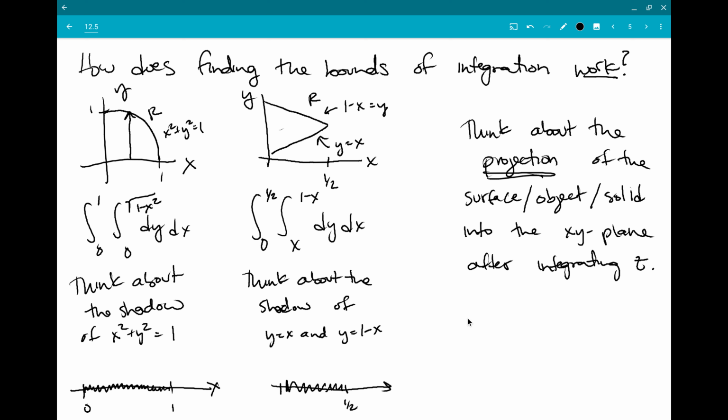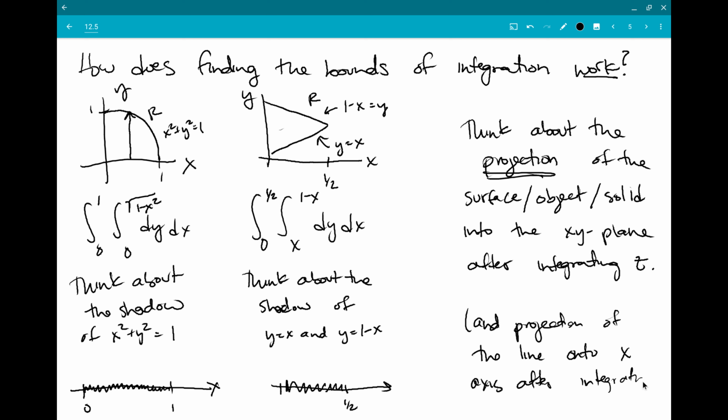And then the projection of the line onto the x-axis after integrating y. And this is assuming that order of integration where we did z first, then y, then x, just like in our example.